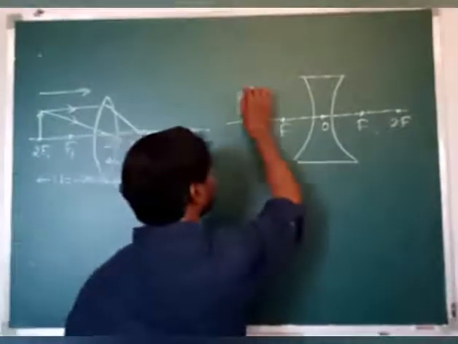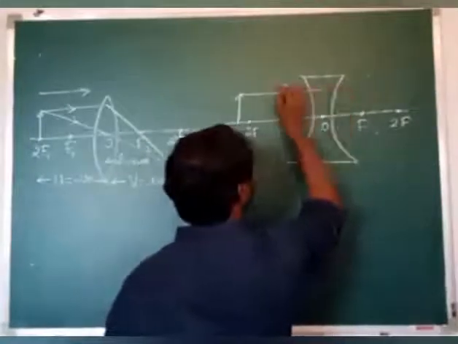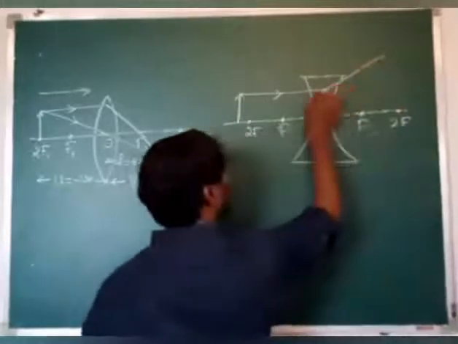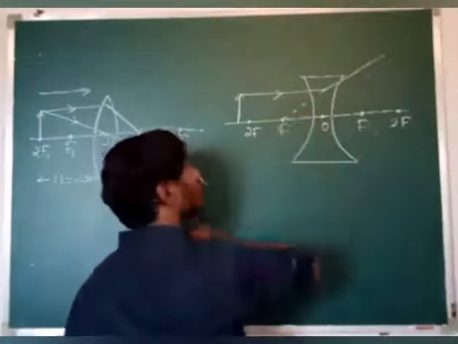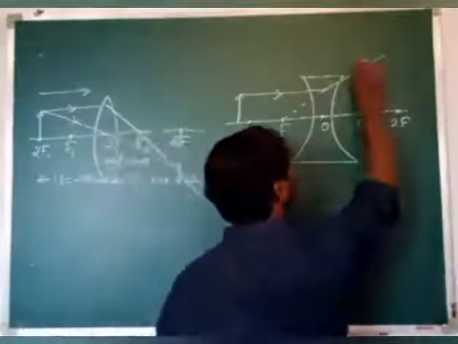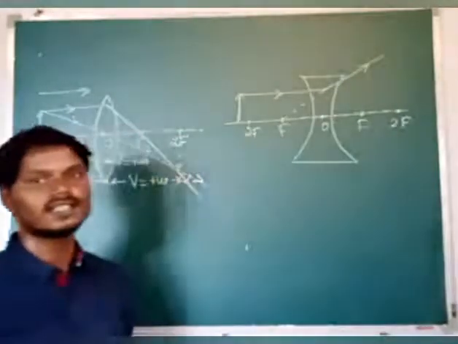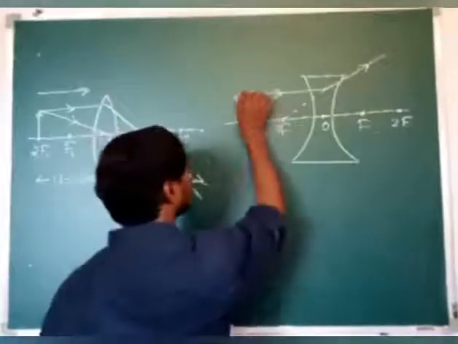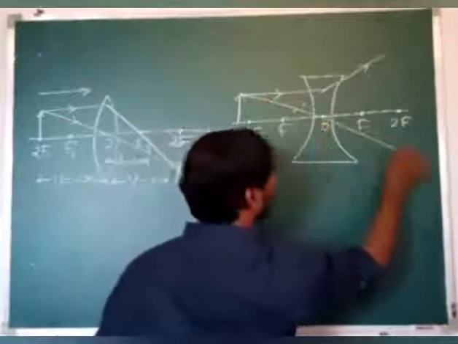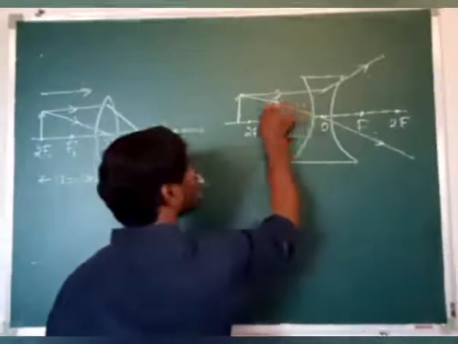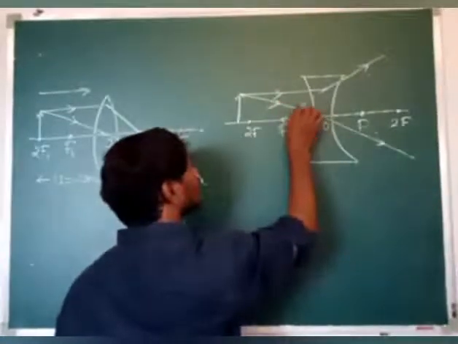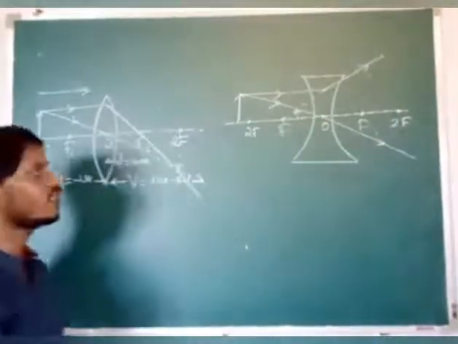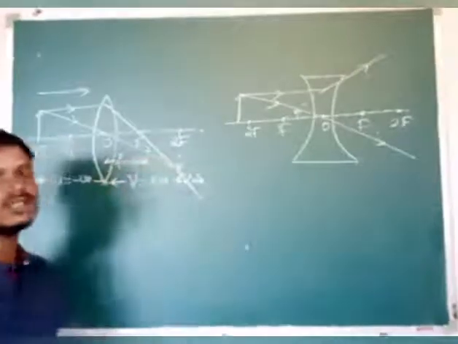Then the first ray is parallel to the principal axis. After refraction, the diverged ray appears to have come from a point. That point is called the principal focus. One more incident ray, passing through the optical center, passes without any deviation or change in path. It should pass straight. Then the image is formed in between F and O, that means between the principal focus and the optical center, and it is formed at the side of the object.